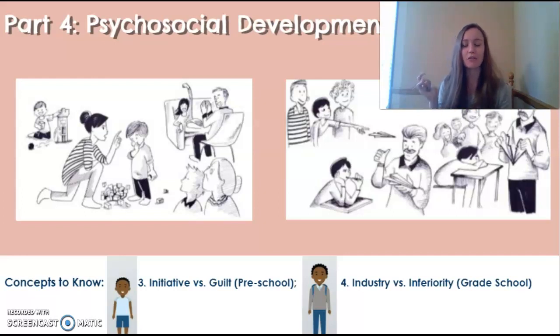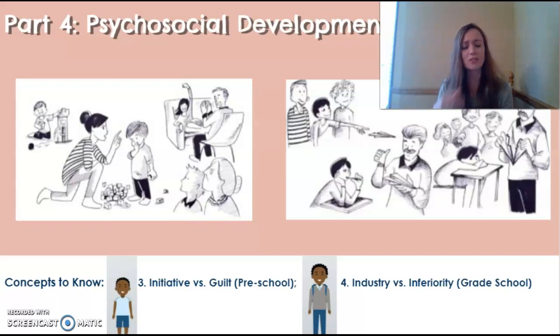But if it doesn't work out and they're shunned for trying something new, or it just doesn't work out to take initiative to play these games with others, they can feel guilty and not develop into a well-adjusted child. The next stage is grade school.